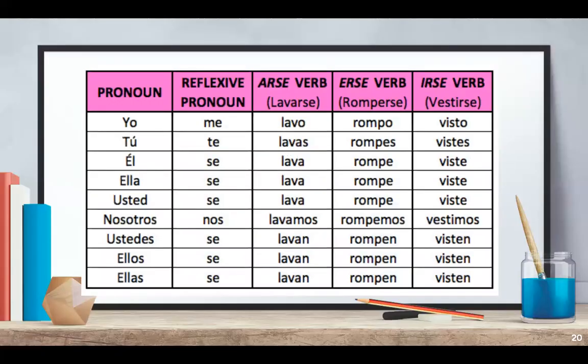You can see here the pronoun on the left, its corresponding reflexive pronoun, and then examples of an AR reflexive verb, an ER reflexive verb, and an IR reflexive verb, which also happens to be a stem changer, E to I. Okay, so a lot of times we use this for daily routine, talking about things we do to ourselves, such as take a bath, brush our teeth, get dressed. In those cases, the subject, the person doing the action, is also receiving the action. Thus, it's called reflexive. It reflects back onto the person doing it.